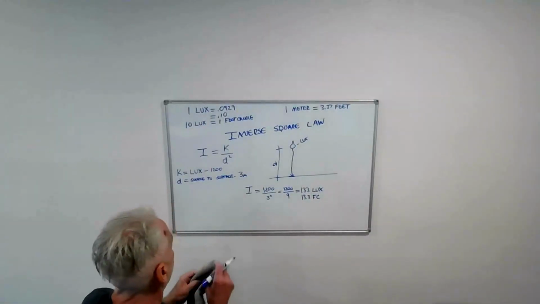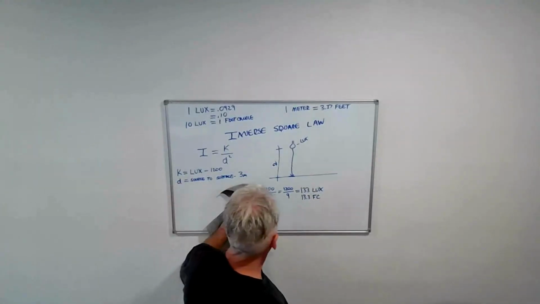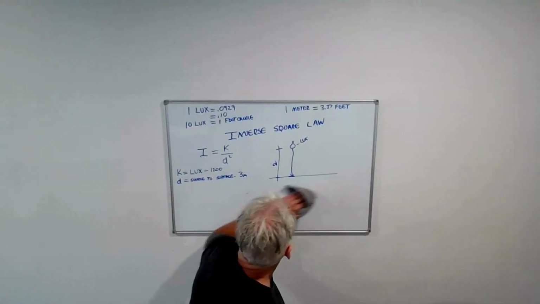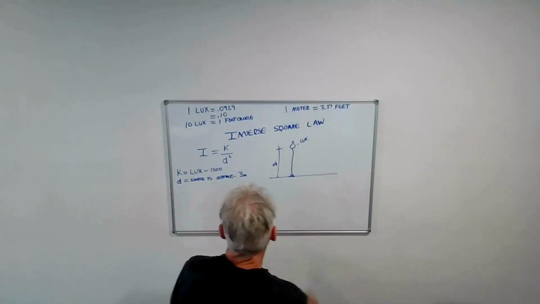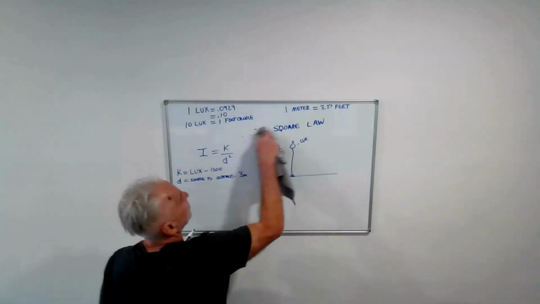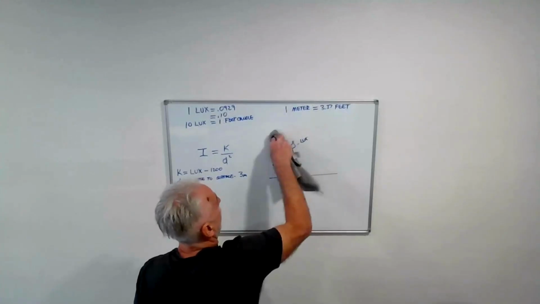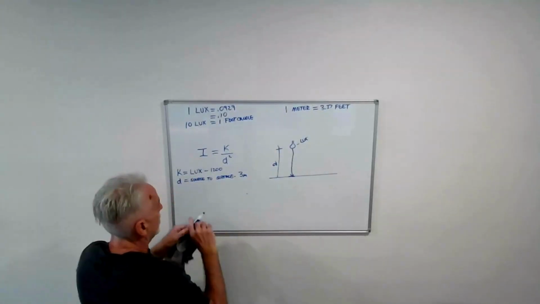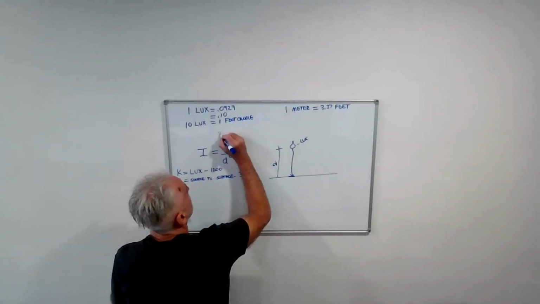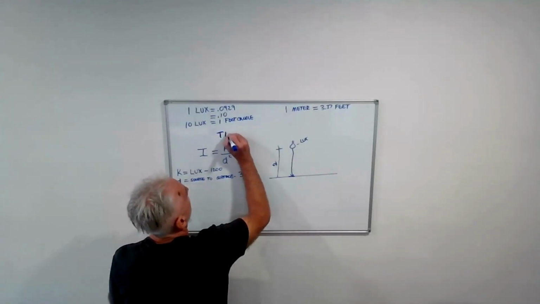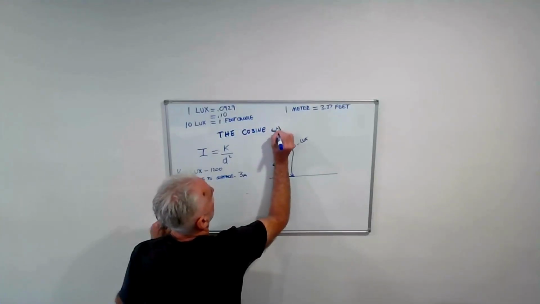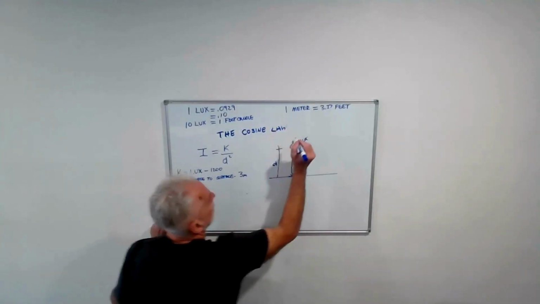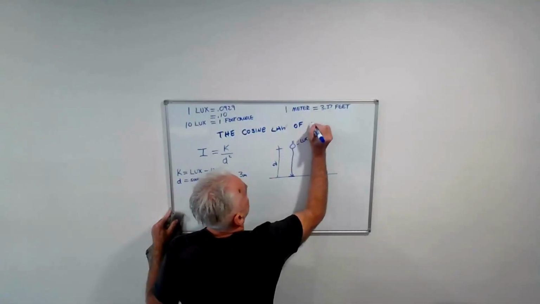All right, so let's see, we're going to keep some of this stuff. Now, move on to the next one, which is the cosine law of luminance.